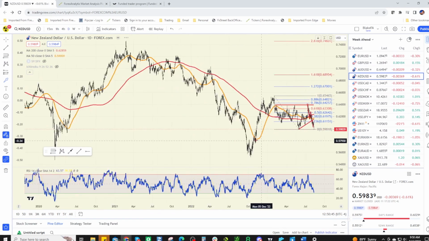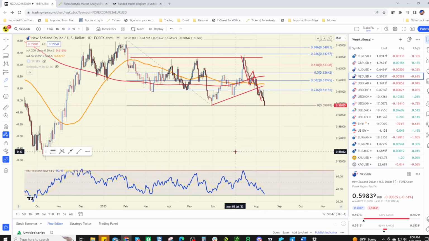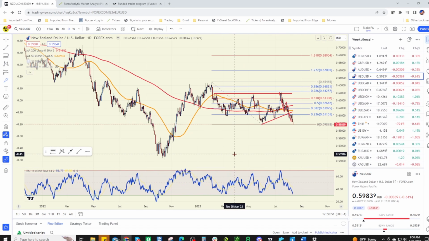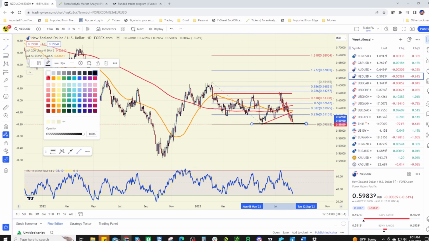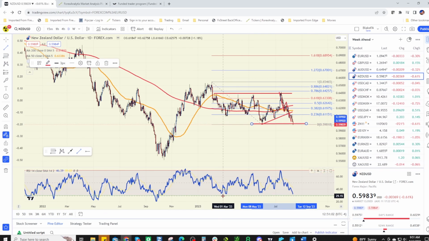So here's the thing about the Kiwi dollar. Look at it. I mean, just look. This, to me, looks like a very big trap door set for the bulls, right? Think about that for a second. If you're bullish and you're like, okay, I'm just playing the range, if we get much below 59.80, 59.75, it's going to open up this trapdoor lower.